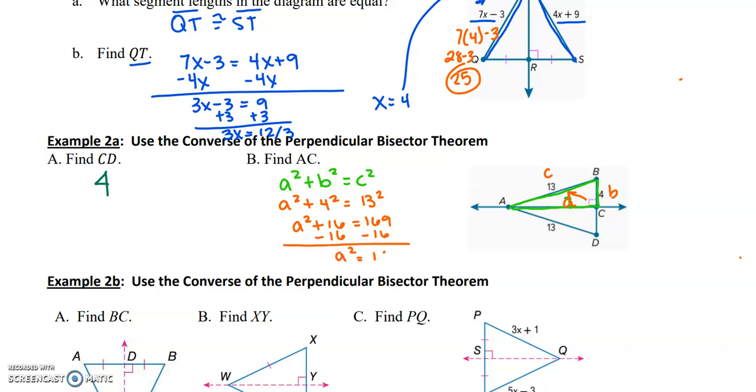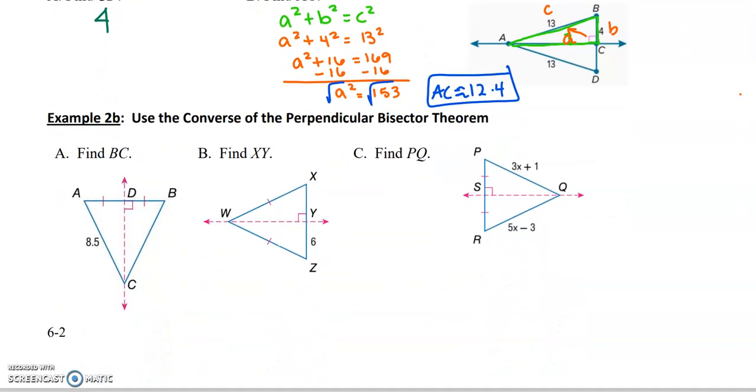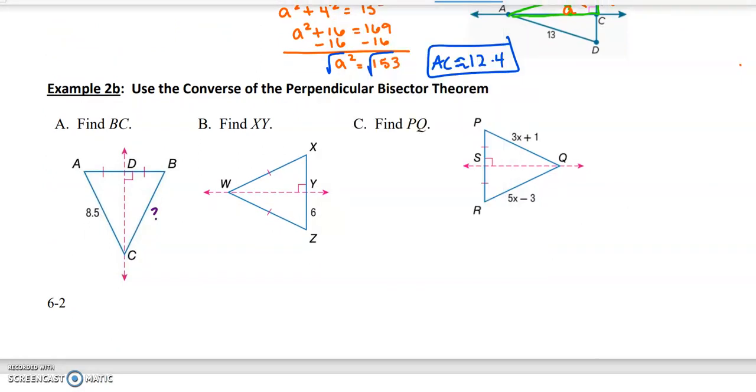Once we get to this step, if we get A squared, we still need to do one more step because we want just A. So we're going to square root. And so A is going to be equal to the square root of 153, which is approximately 12.4. So that's A, or when it's leg A, is really AC. BC is going to be the same as this side, which is 8.5, so this side would be 8.5.